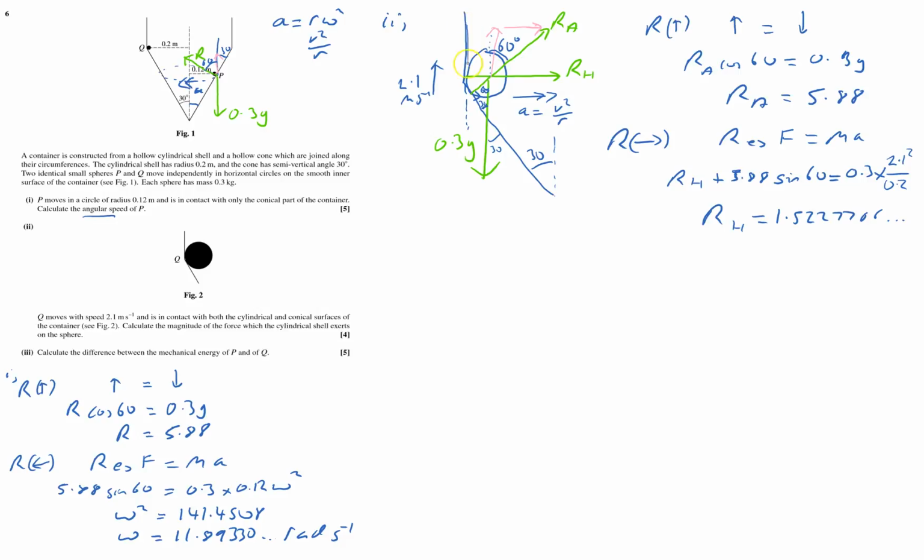So that's the calculated force on the cylindrical shell. The cylindrical shell is this part here. The rest of it is the cone bit. So I've done that bit. And now finally, part 3, calculate the difference between the mechanical energy, that's potential energy and kinetic energy, at P and Q.